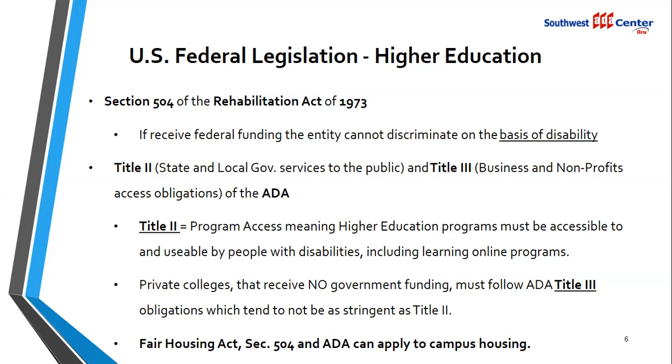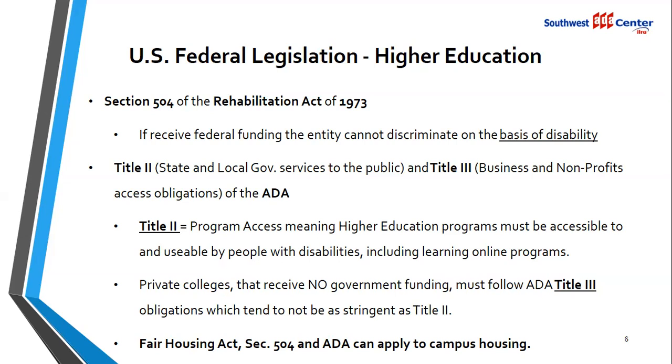Also, regarding the ADA, Title II. Title II is state and local government services to the public. It's their ADA access obligations. And Title III, which is businesses and nonprofits, access obligations. Title III is also known as public accommodations. So let's talk about Title II.